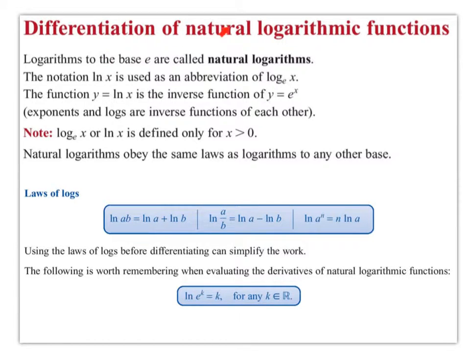Differentiation of natural logarithmic functions. Logarithms to the base e are called natural logarithms. The notation ln x is used as an abbreviation of log base e of x. The function y equals ln x is the inverse function of y equals e to the power of x. Exponents and logs are inverse functions of each other.